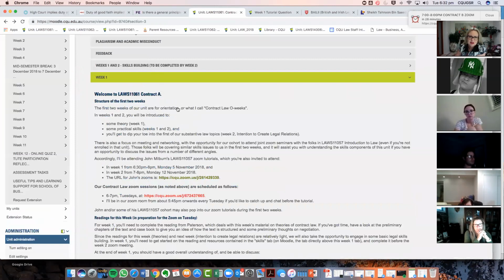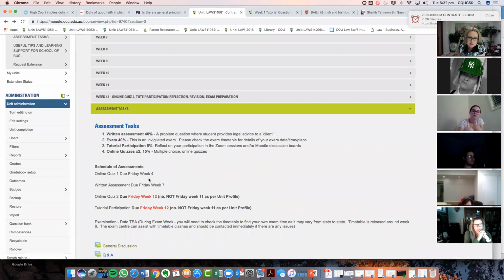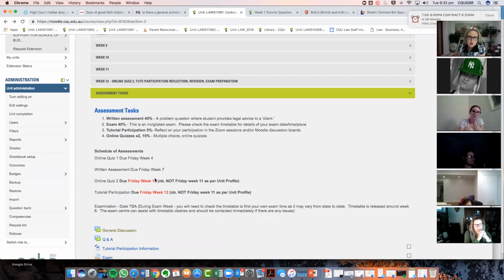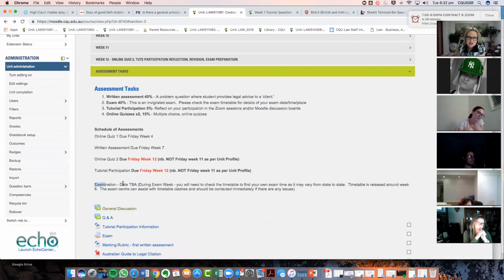But the end of term assessment for this term is a centrally scheduled exam, and that will be in the exam block. The exam block for this term will be starting late February. So we won't know what the exact exam date is until Central Exams schedule all of that.